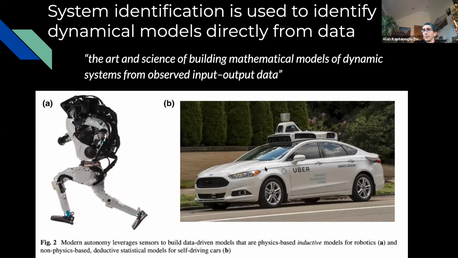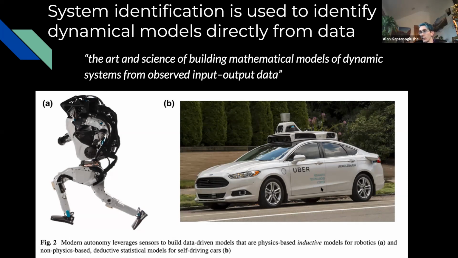So what is system identification? This is the process of identifying dynamical models directly from data. It breaks into roughly 2 branches. One is physics-based inductive models. You might use something like this for robotics. This might be a coupled system of differential equations that you extract from some data set and then use to extrapolate to new initial conditions, new processes, etc.